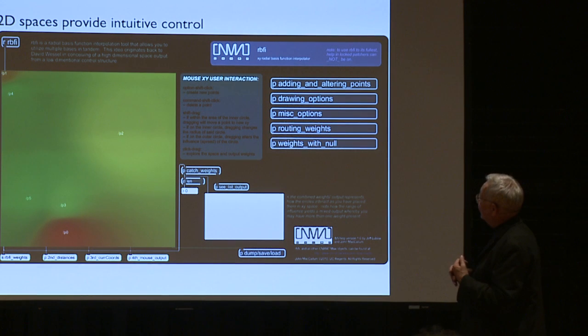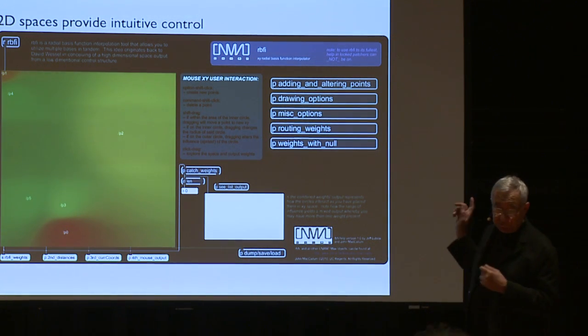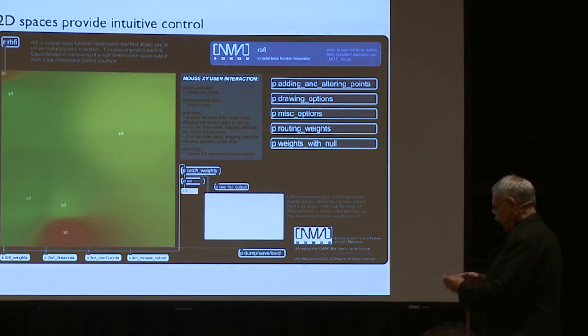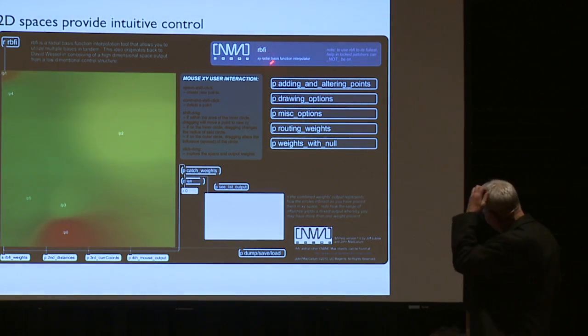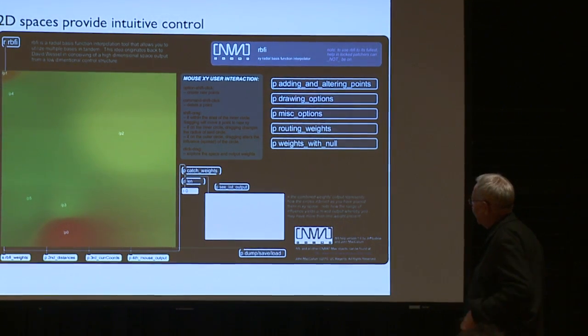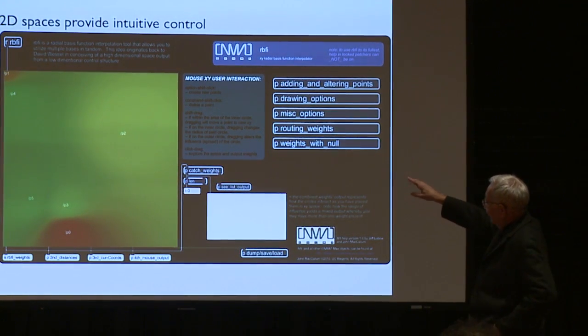So we've built some tools over the years, and this is the latest rev, which is available for free on our CIRMMT site. RBFI is the name of the module. And it's basically what we call a radial basis function interpolator. So the way you use this is you lay out the material in the space.